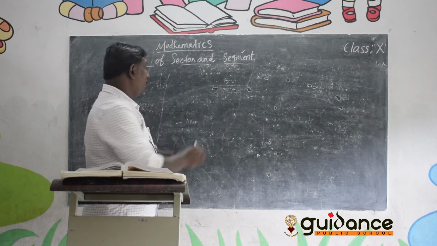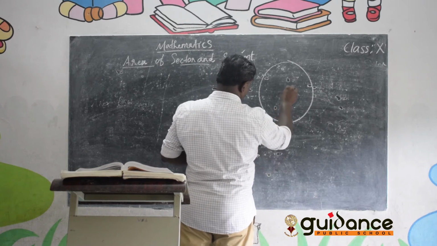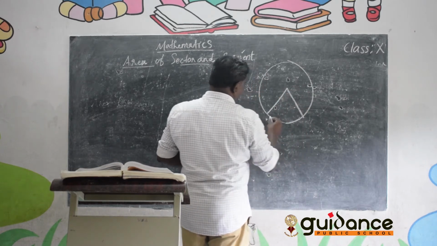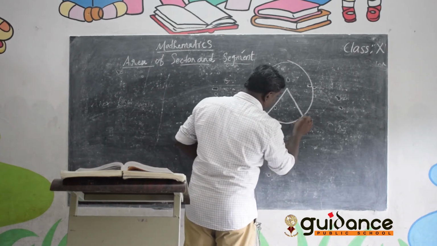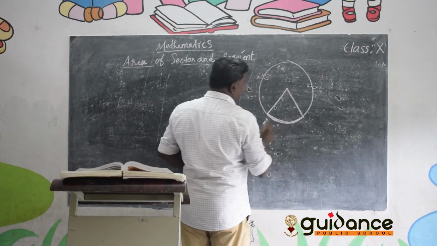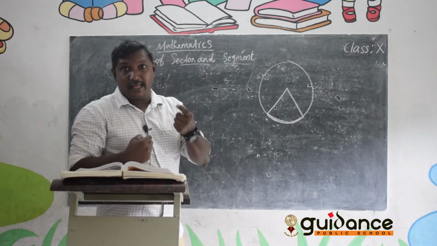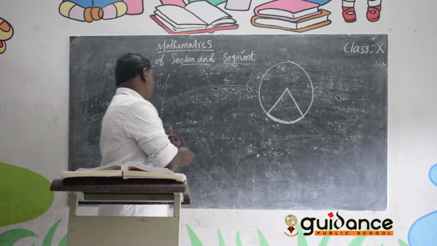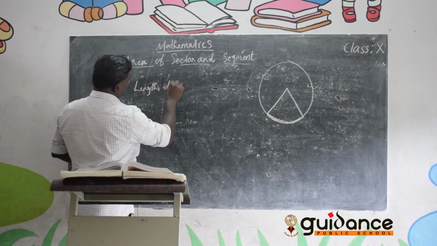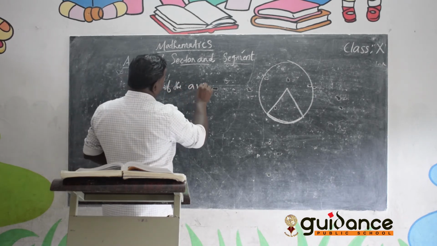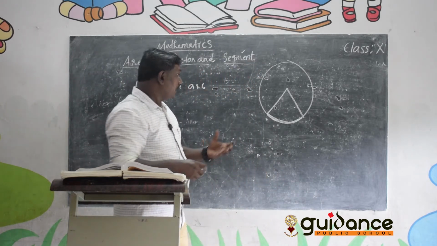So from a sector, sometimes they ask the length of the arc. That arc obtained inside the sector. So sometimes they will ask the length of the arc. Length of the arc means the arc obtained inside the sector, included in the sector. That portion only they ask.